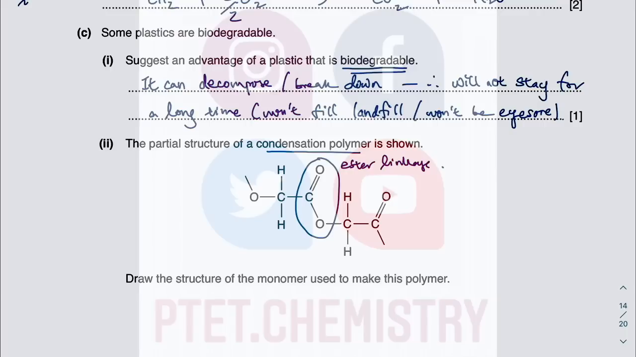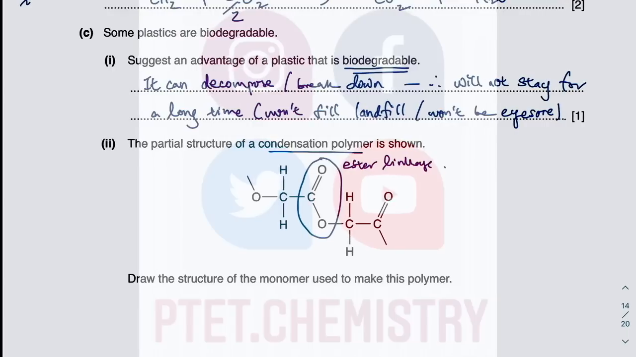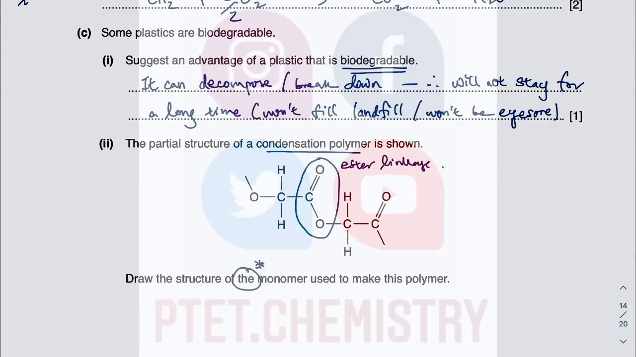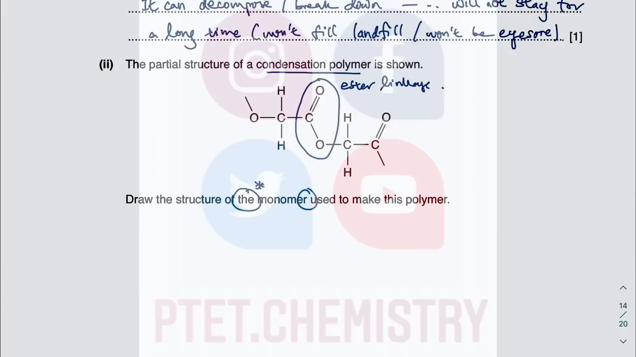Okay, so here they say draw the structure of the monomer. They don't say monomers, they say the monomer. So there's only one, singular. Alright, so you can think about, oh yeah, okay. You know that when you form this ester, this is the new bond that you form. That is the new bond that you form. This is actually a carboxylic acid to begin with.